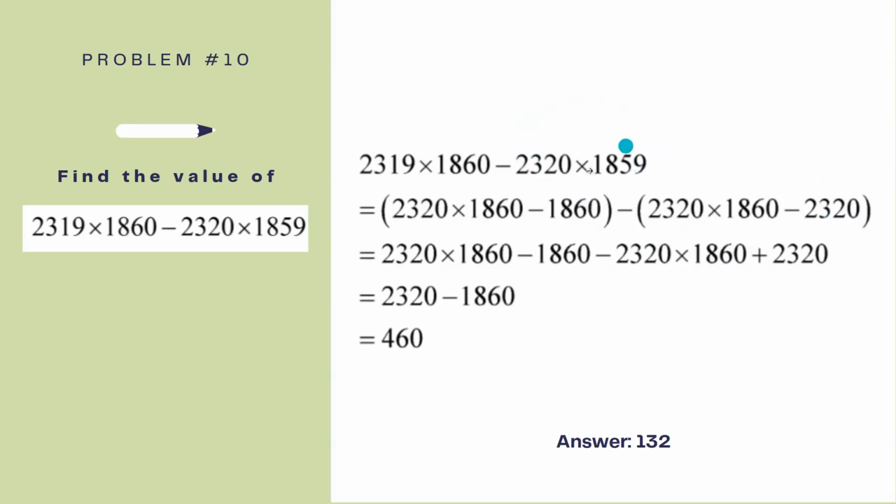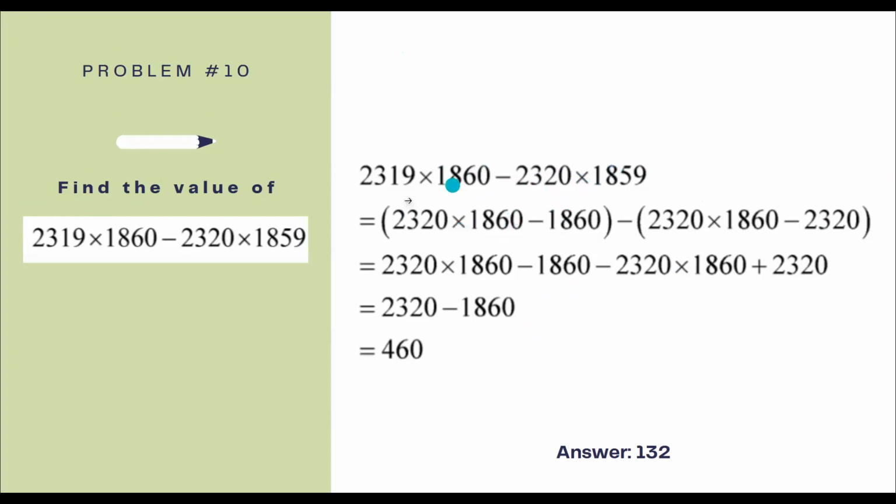Then after that, we can cancel out those terms with the same value but different operation, like this one and this one. So the remaining value will be 2,320 minus 1,860. So we have the final answer of 460. You can do it manually actually, but this is another technique for you to have an easier way of solving this one.